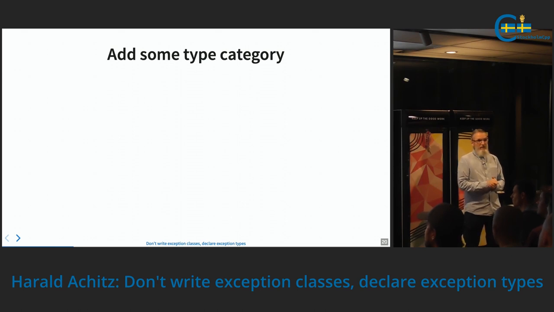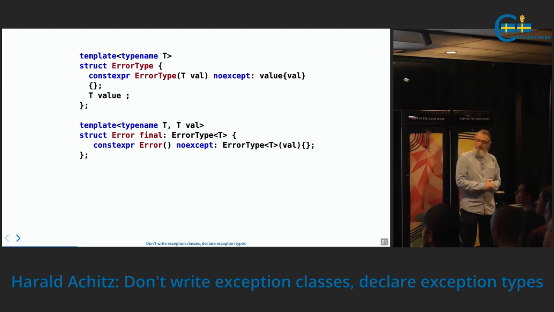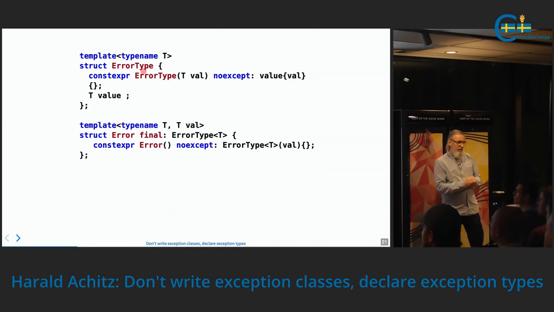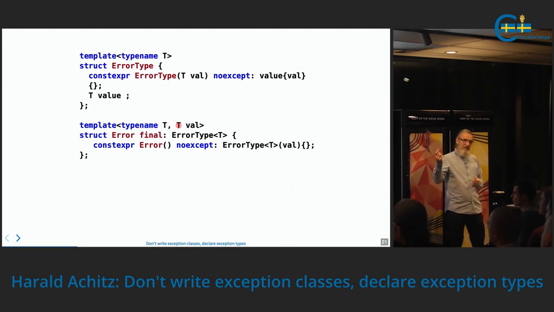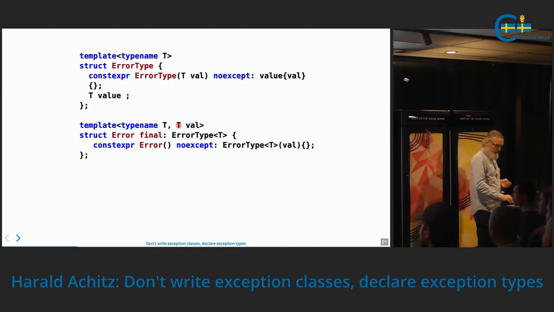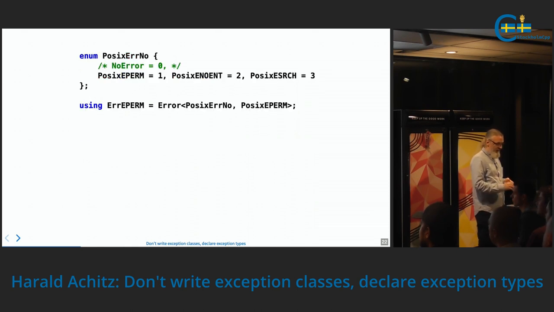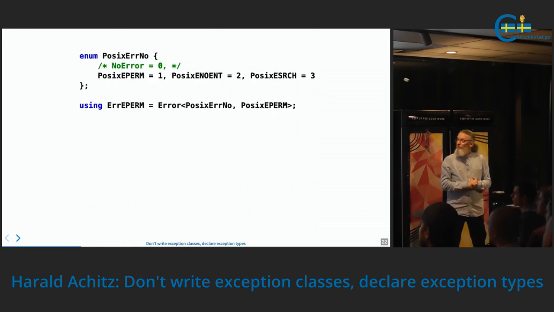And when you think about this, I go a little bit further. I could add some type category because integer is very generic. So I define here an error type. I say, OK, it takes a type tag. And then I define an error, which derives from this. And it takes the type and the type value. So this already cries, hey, there comes an enum or an enum class. And indeed, this is the case. You can declare an enum. And then you can define using your error, taking the enum and the enum value.